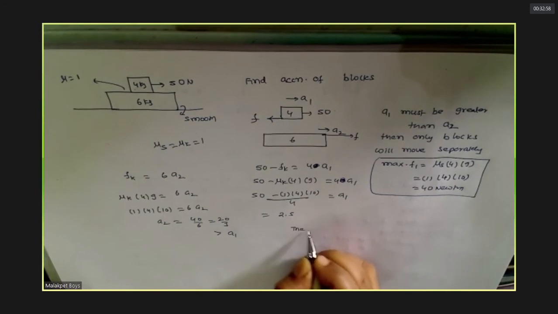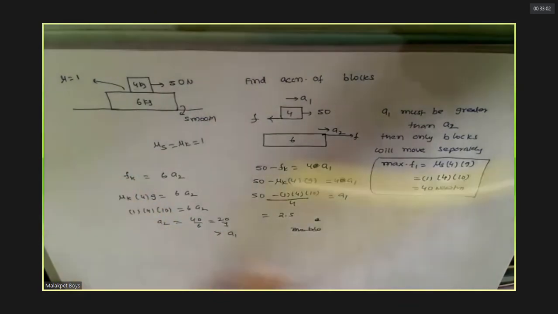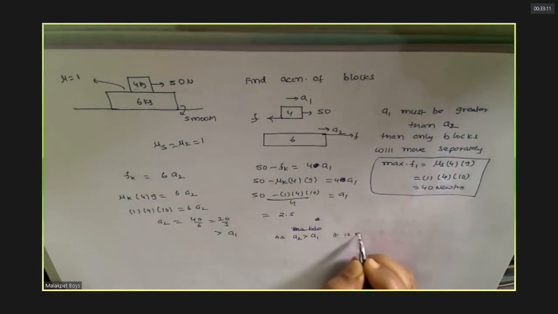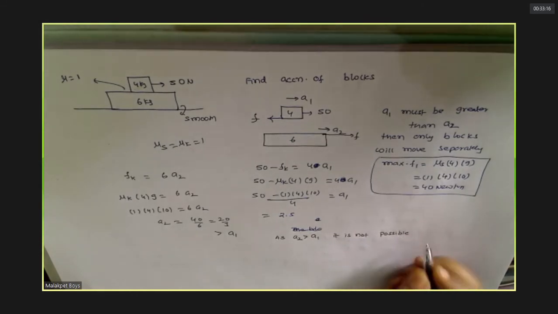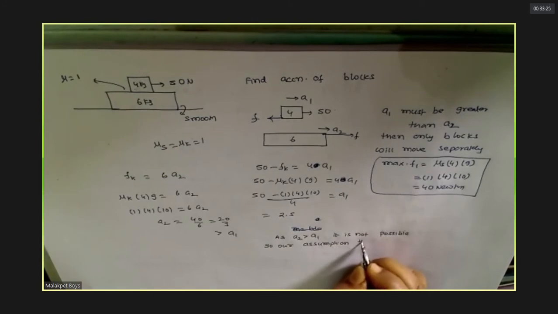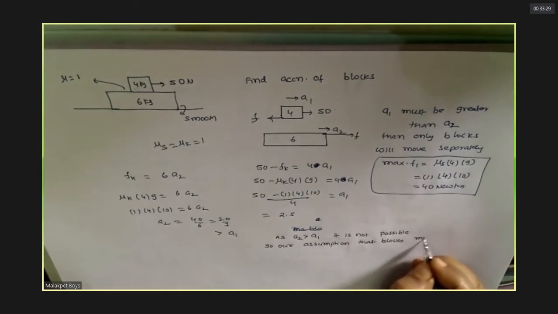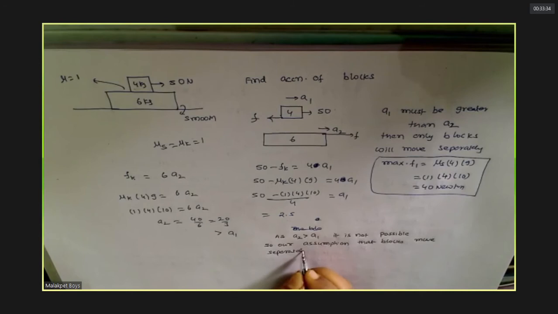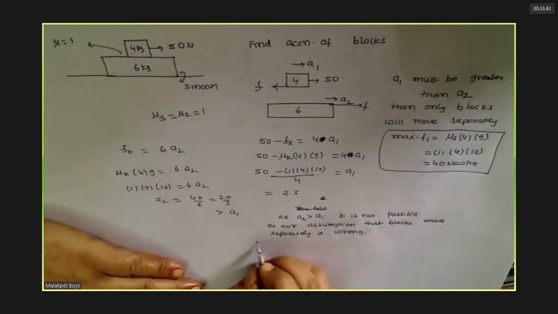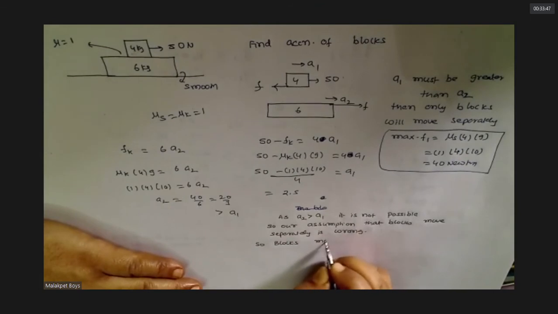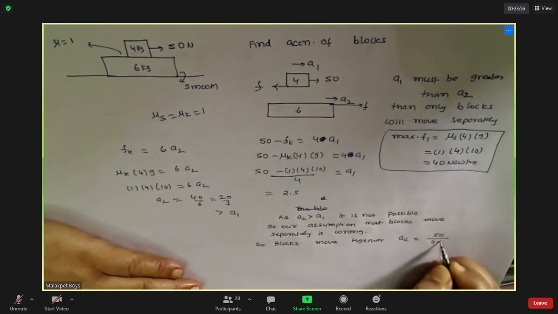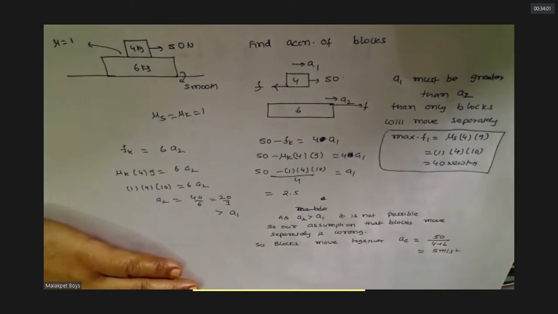So I can make the conclusion that our assumption that the blocks move separately is wrong. So what is the moral of the story? They are not moving separately. That means they should move together with a common acceleration. With a common acceleration, 50 by 4 plus 6. How much is that? 5 meters per second squared. Five. Any difficulties there? No.